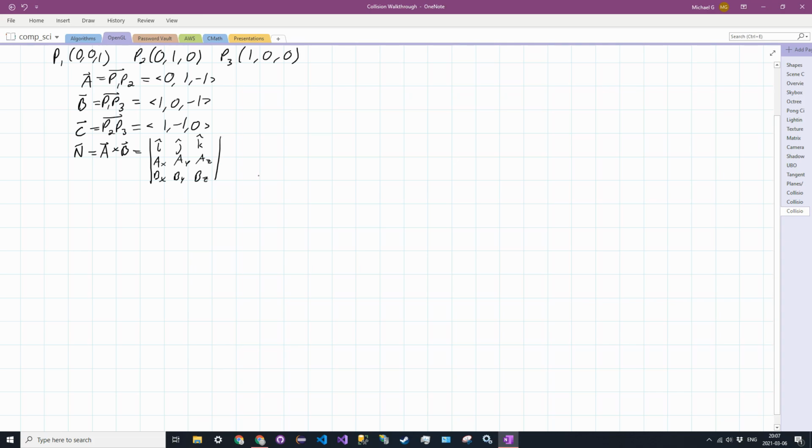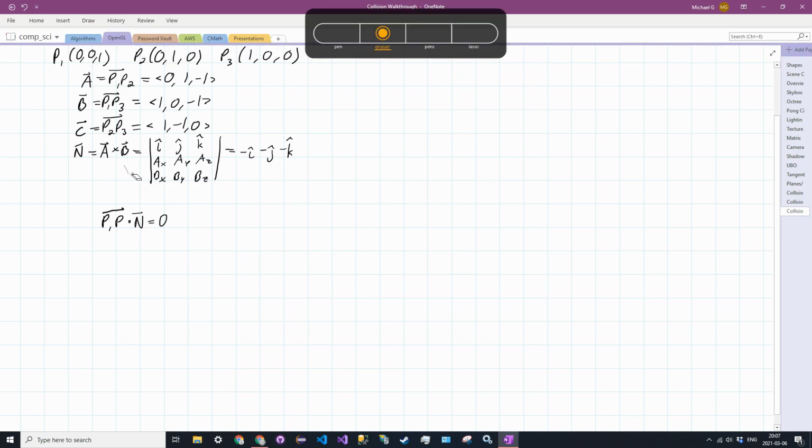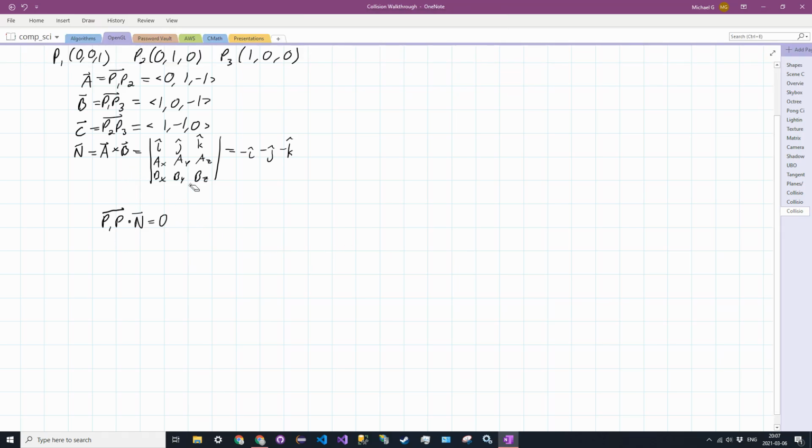And if you solve that determinant, I'm not going to go into the details of that right now, but you'll get negative i minus j minus k. Now our plane equation will look like some point on the plane, so we'll call it P1, and then the vector from P1 to P, which is just a general point, dotted with the normal vector, is equal to 0. And this is just because if you have a dot product and it's equal to 0, then the vectors are perpendicular. So once again, all the vectors on the plane are perpendicular to the normal vector.